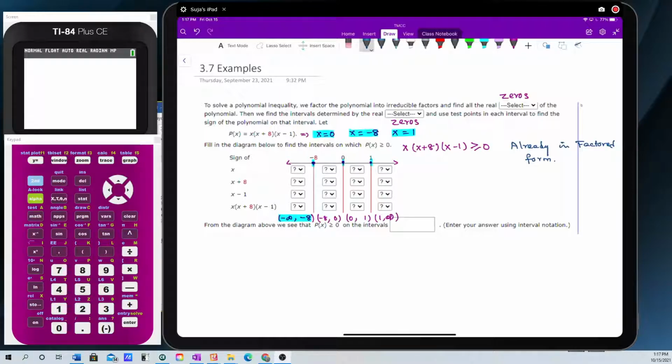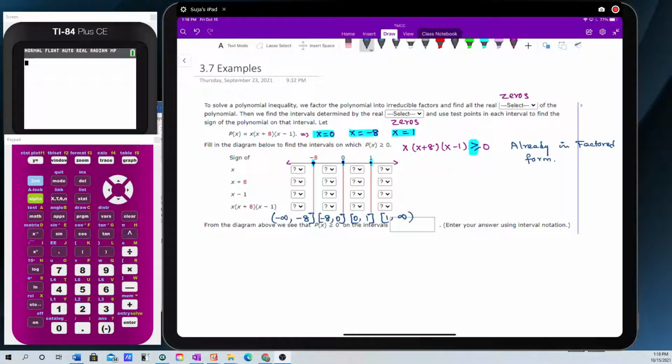Now, because this inequality is greater than or equal to 0, I can include these values. So if I rewrite it again, it's going to be -infinity to -8, but -8 can be included. Then the next interval is -8 to 0, included, then 0 to 1, and then from 1 to positive infinity, where infinities are not included.